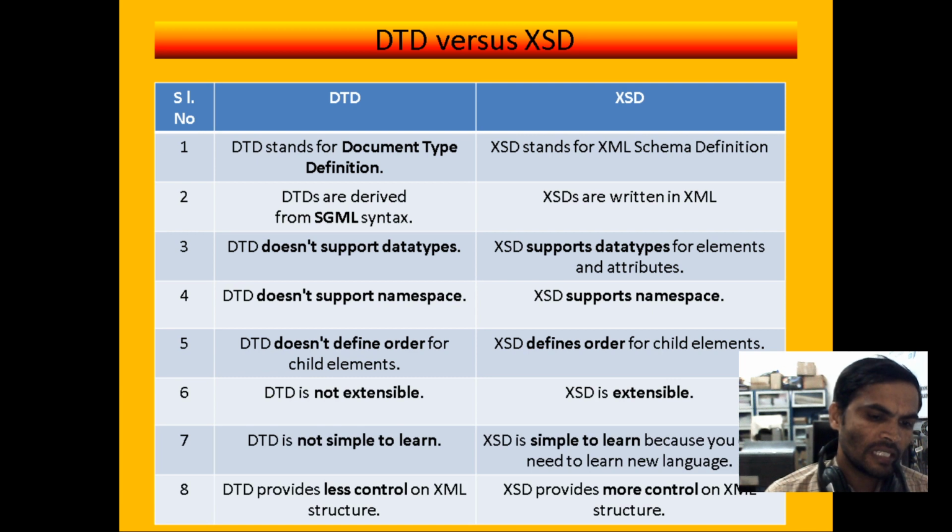DTD provides less control on XML structure. XSD provides more control on XML structure. These are the major differences between DTD and XML schema. The major difference is that under the DTD, namespaces will not be there, while in XML schema namespaces will be there. Now in the latest updates, under the DTD also namespaces will be there. DTD has only 9 data types. Coming to XSD, we have 42 data types.